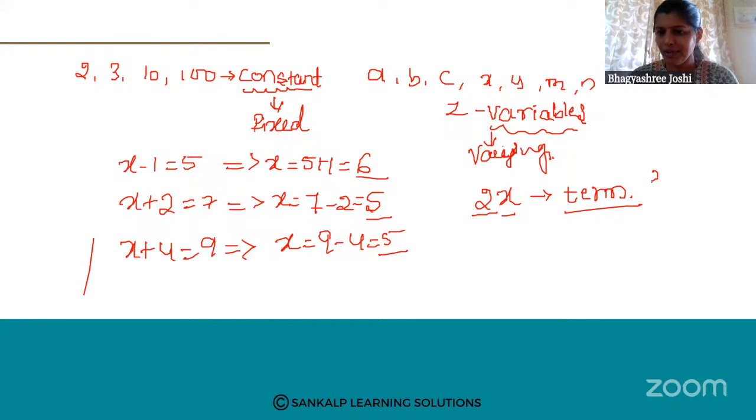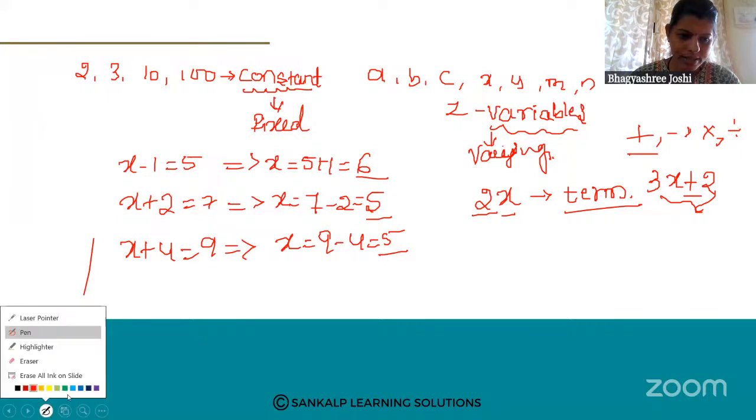Next, if I write 3x plus 2, that means I am combining two terms by using one mathematical operation, that is plus. We know there are four basic mathematical operations: addition, subtraction, multiplication and division, right? So here I am using the addition operation. I am combining two terms by using addition. Now, this is also a term.